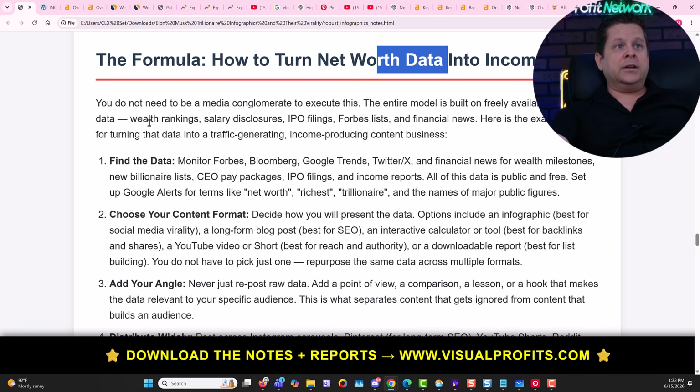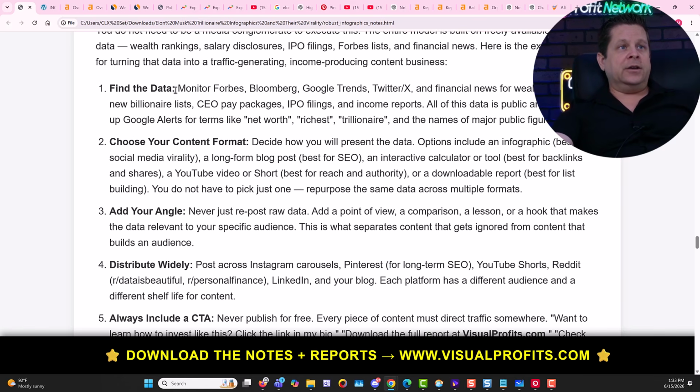First, you don't need to be a media conglomerate to execute this. A lot of people can use this with AI. You can look at all the stuff out there. Obviously, make sure you have the rights to use it. Then you're going to find the data, right? You can look at Forbes, Bloomberg, whatever. Find the angle you're going to have, whether it's their success tips, how they started in the beginning, or breaking down the business model, whatever it is, very straightforward.